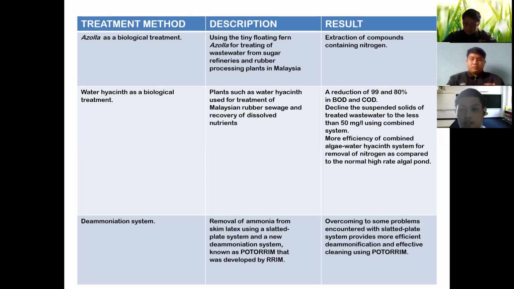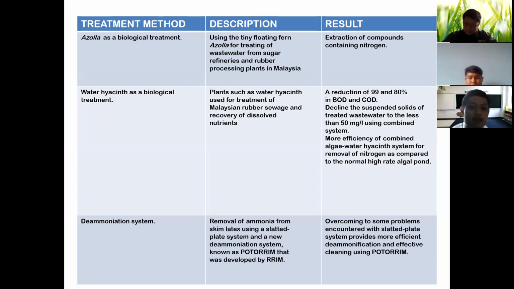The first is azolla as a biological treatment. Basically this uses the tiny floating fern, the azolla species, for treating the wastewater from sugar refineries and rubber processing plant in Malaysia. The result will be extraction of the compound containing nitrogen.